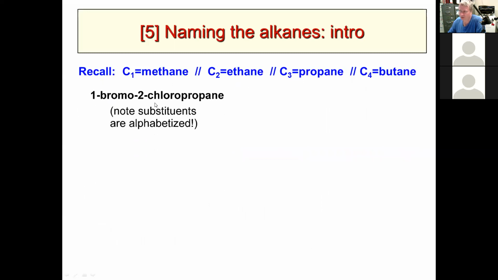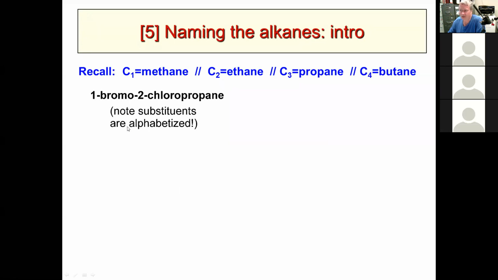1-bromo-2-chloropropane. Well, start from the right, we see propane. What I would do is draw propane, 3 carbons, 2 lines as a zigzag. And also note how the substituents are alphabetized. B comes before C. It has nothing to do with the position. It's the alphabetization. B comes before C, right? Of course, there we go. Propane, bromochloropropane, right?